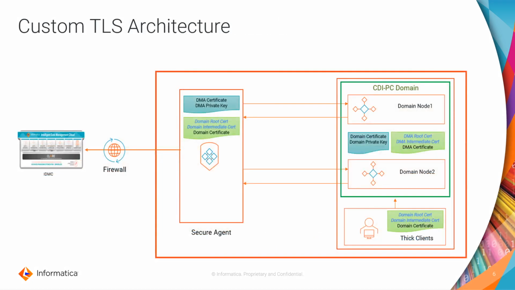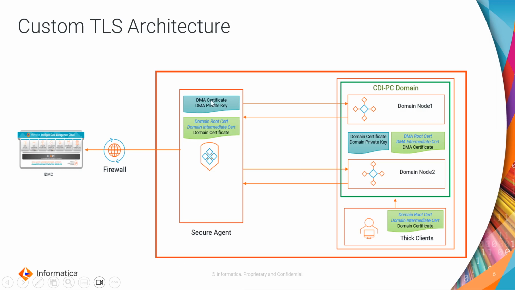Quickly take a look at the custom TLS architecture, what we discussed just now. In this diagram, on the left hand side, it is the secure agent on which the DMA or the domain management app resides. On the right hand side, we have a CDI-PC domain which consists of node 1 and node 2.